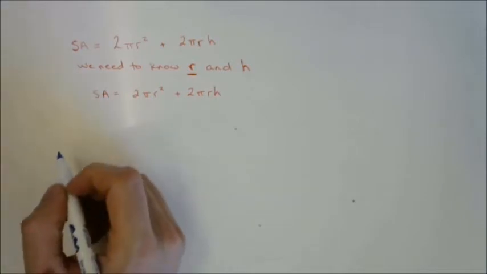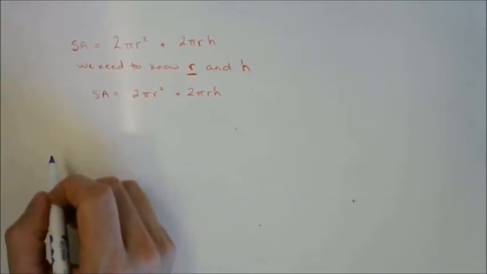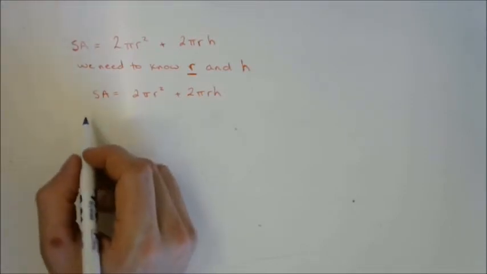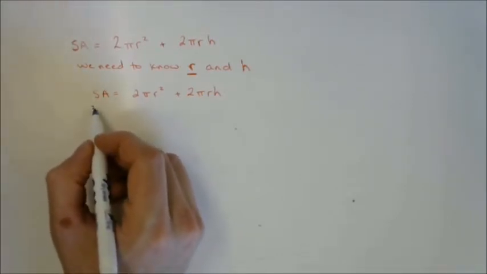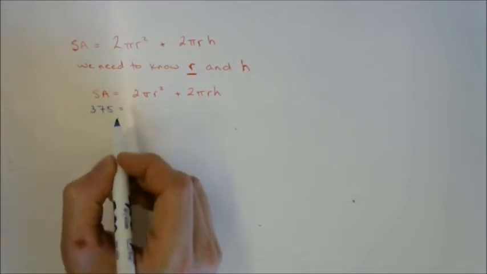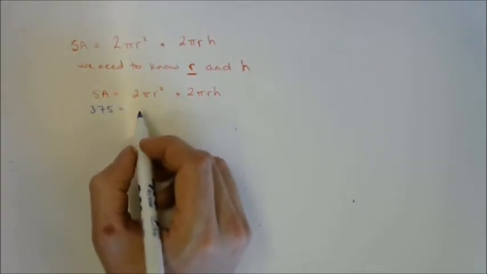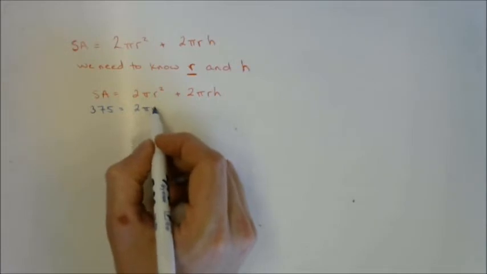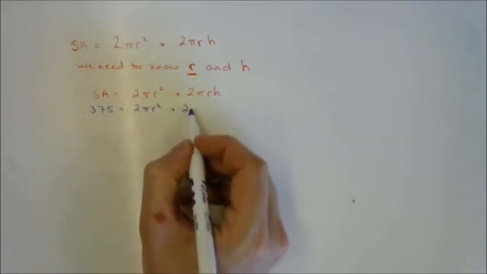In our investigation, we are given the surface area that we're allowed to use. What's the surface area that we're allowed to use? 375. If you're not paying attention, please start paying attention now. So we sub that in. 375 equals 2 pi r squared plus 2 pi r h.